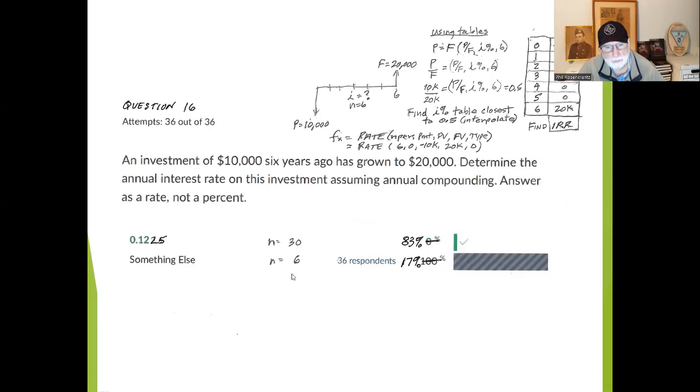Question 16, 30 people got this right. You have a present value of 10,000, and it's going to grow to 20,000 over 6 years. The question is, what's the nominal interest rate for this? Because this is annual, with no monthly, it's annual compounding. So how do you find that? There's several ways to do it. You can use the IRR function, you can use the rate function, you can use the tables and interpolate, you can use trial and error. There's lots of ways to get it. 30 of you got it right.